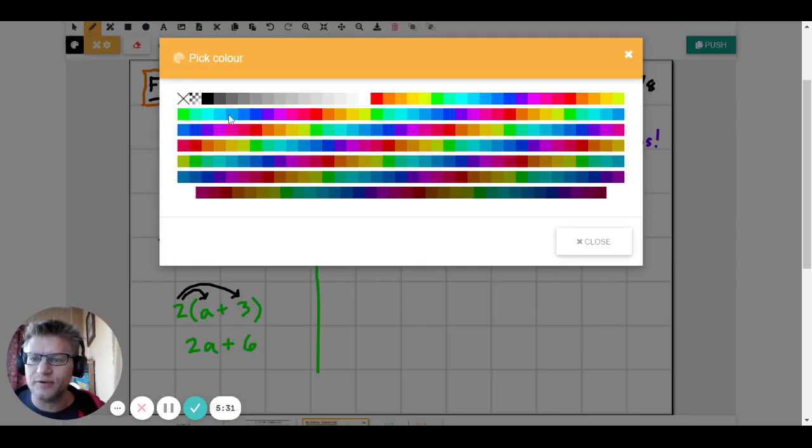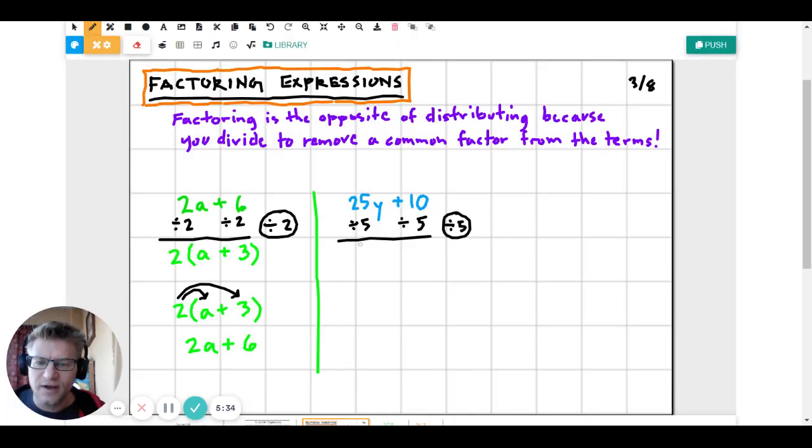So I go back to my blue, which I think it was this blue. I'm not even sure. And 25 divided by 5 would give me 5y. 10 divided by 5 would give me 2. I bring down the plus sign since I started with it, right? That plus sign comes down here, right? And now I'm at 5y plus 2. That makes sense. That works.